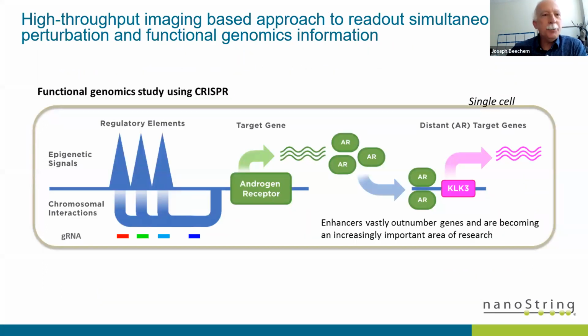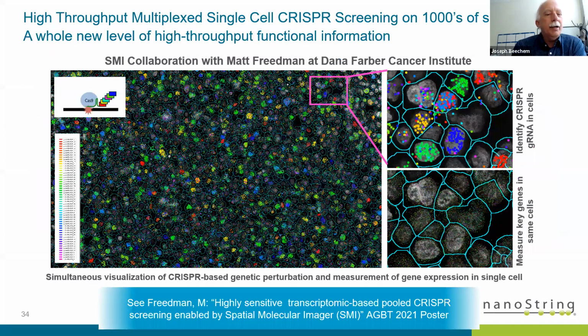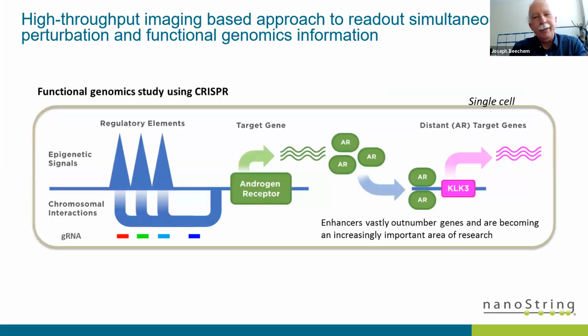Okay, so in this particular case, the investigator is a guy named Matt Friedman up at Dana-Farber in Boston, doing this work with Matt's lab. He's a high throughput functional genomics person, and I'll tell you what he said about this experiment at the end, perhaps. He's interested in how antigen receptors work in prostate cancer.